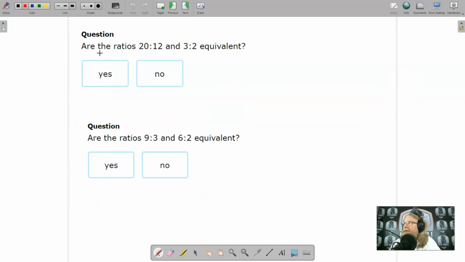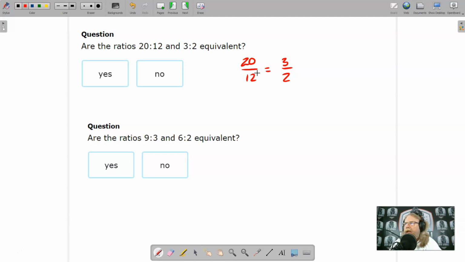So on the next one, are the ratios 2 to 12 and 3 to 2 equivalent? So let's go ahead and write that. 2 is to 12 as 3 is to 2. Notice how I did that. 2 is to 12 as 3 is to 2. So I kind of just think that out. 2 is to 12. And whenever I write the equal sign, in my mind I'm thinking the word as.